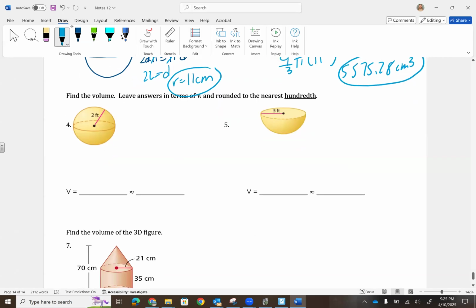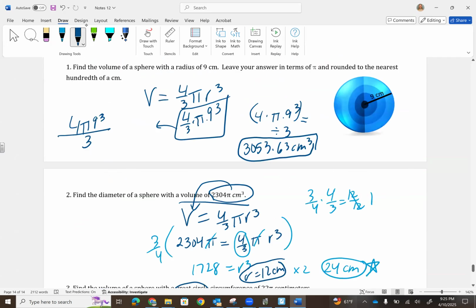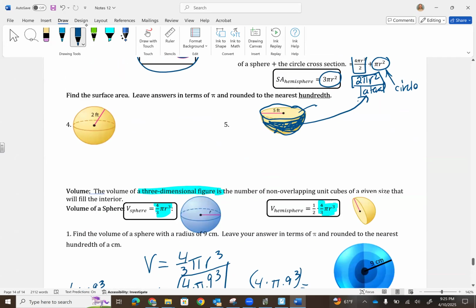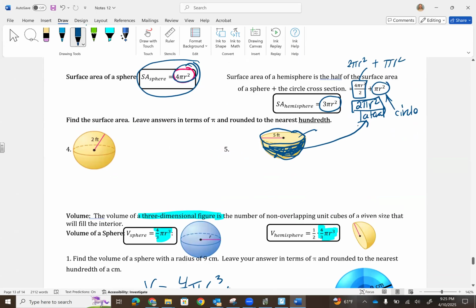This says find volume. I don't think we've found surface area yet. Actually, we did not. I skipped 2 questions. Go back here. Find the surface area. The surface area of the whole sphere is going to be 4 pi r squared. So 4 times pi times 2 squared. If you want that in your calc, you get 50.27 feet squared.